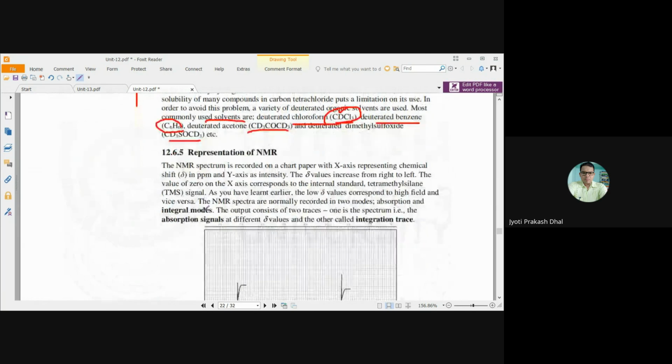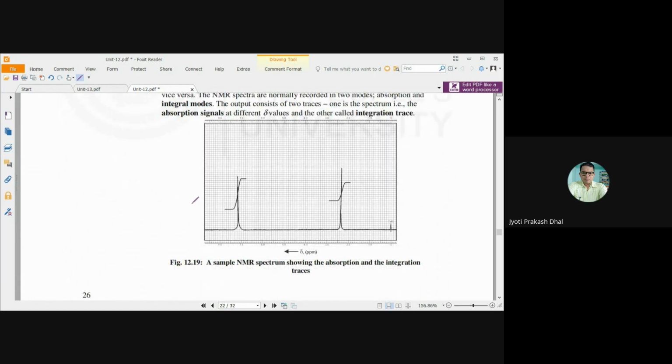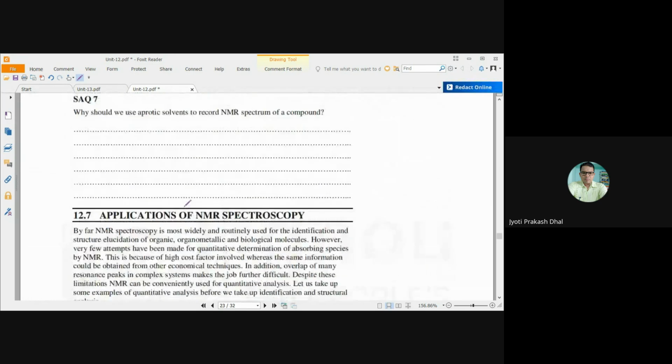sulfoxide. So this is the representation of the NMR. On the x-axis you will find the chemical shift and the y-axis represents the intensity.